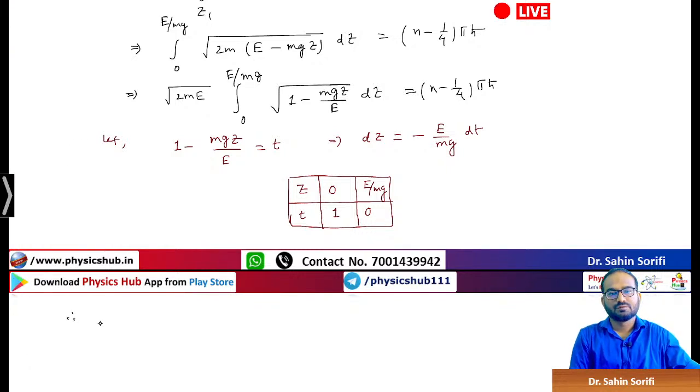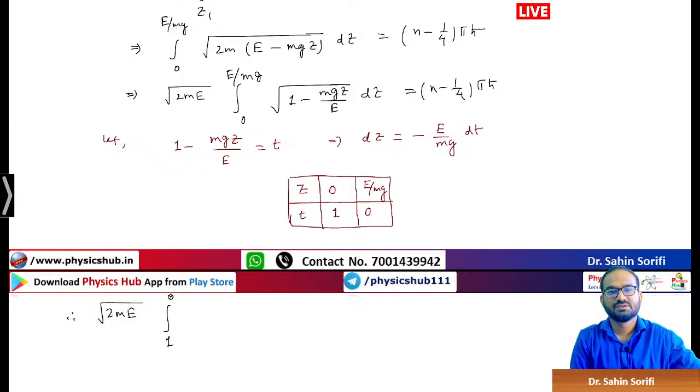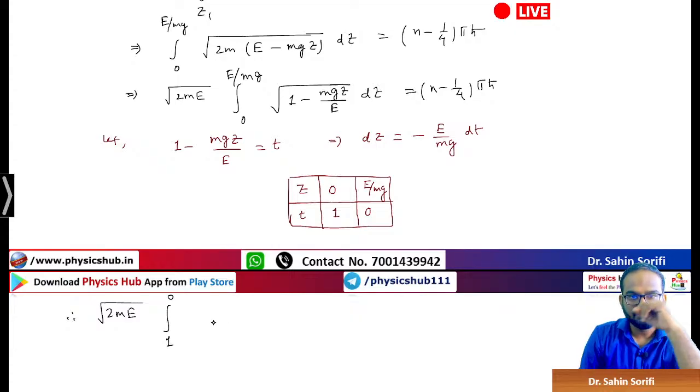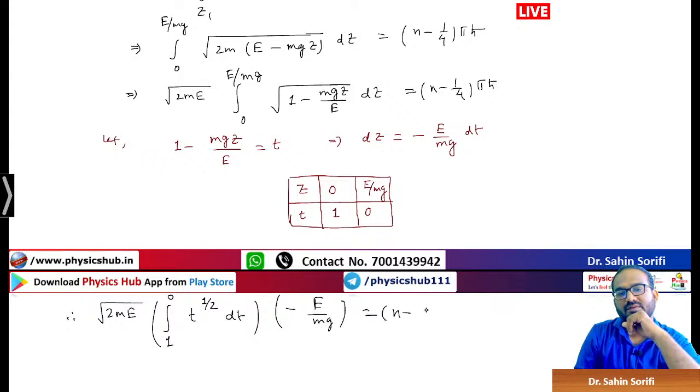we can easily calculate the square root of 2m integration from 0 to E by mg, so it becomes 1 to 0, 1 to 0, t to the power half dz. Okay, let's keep this thing and this minus E by mg outside, equals (n minus 1/4) pi h cut.